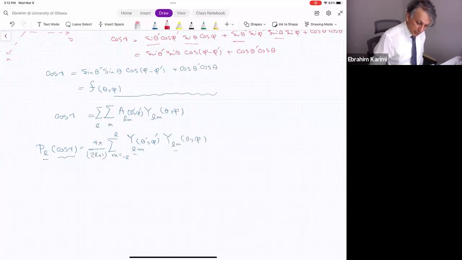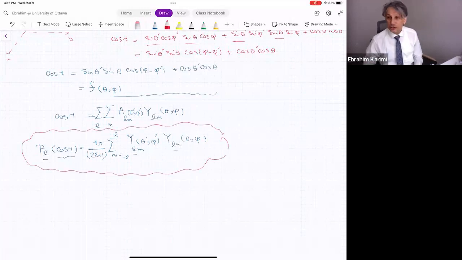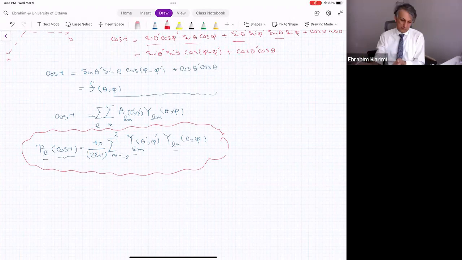This is an important relationship, which we call the addition theorem. Okay? The Legendre polynomial of cosine of gamma, the same gamma that we discussed previously, which is the angle between x and x prime, can be expanded in terms of spherical harmonics. What are the coefficients for these expansions? It is given in terms of Y_LM, theta prime, and phi prime.